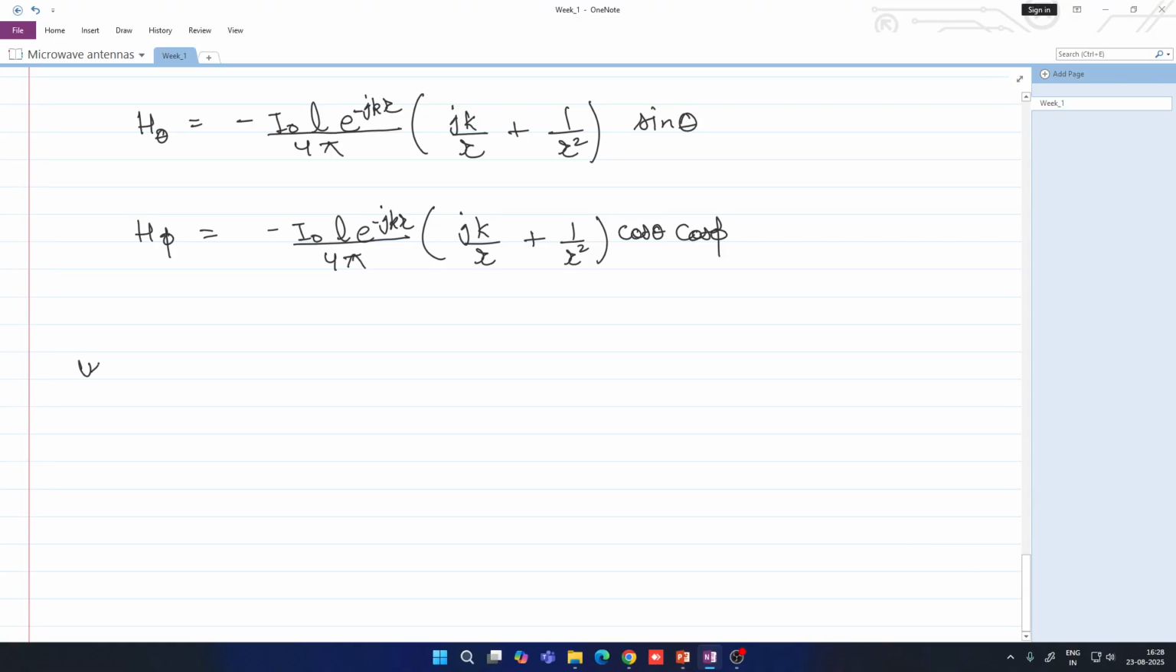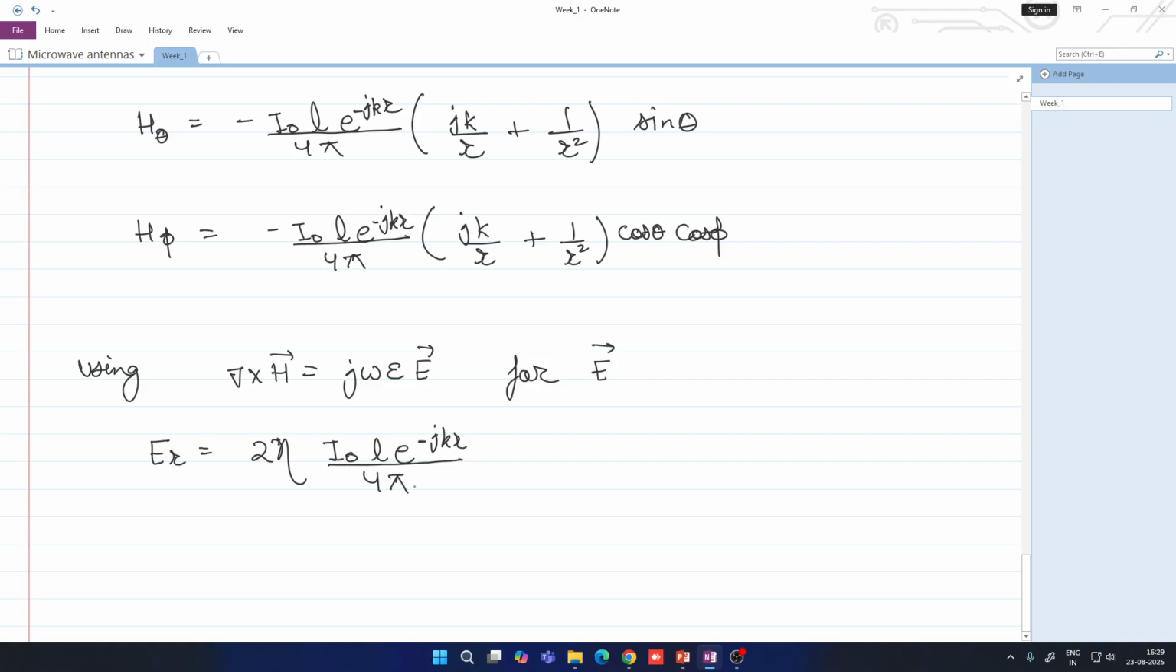Now we are going to use del cross H is equal to j omega epsilon E to calculate the E field. So E r will be 2 eta I naught L e to the power minus j k r divided by 4 pi, which is (1 by r square plus 1 by j k r cube) sin theta cos phi.